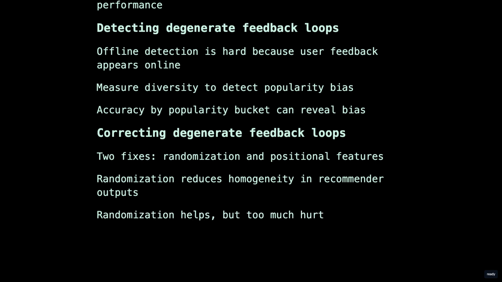A pure random strategy is usually too costly because people stop trusting the recommendations. A better approach is controlled exploration, where the system gathers unbiased signals without making the product feel chaotic.